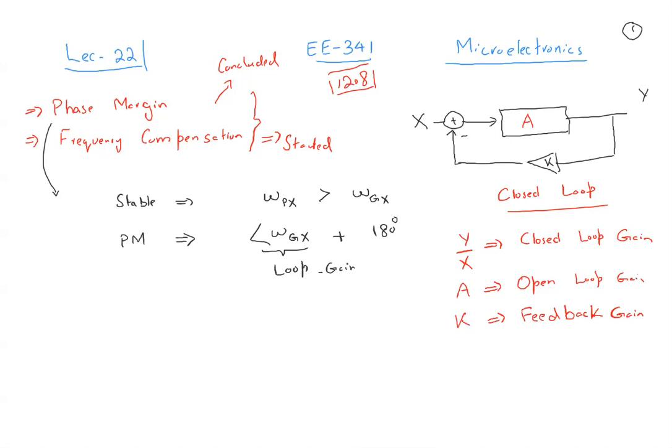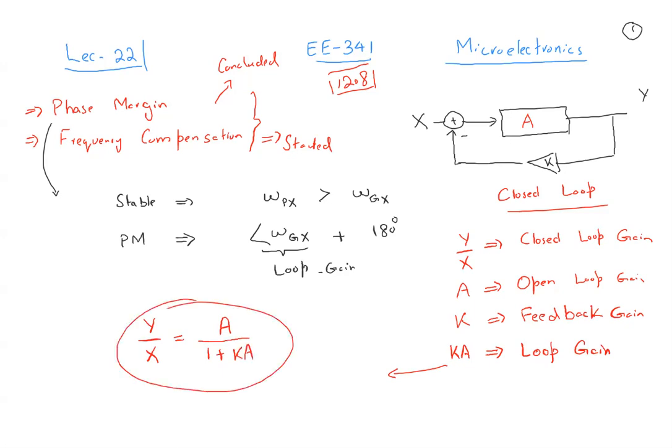Another thing: K times A, which we have talked about multiple times, is also known as the loop gain. And loop gain is very important explicitly in the stability of the system. Why? If we write this y over x, stability issues come into the closed loop, especially in negative feedback, and we don't want the negative feedback to start acting like positive feedback, meaning it becomes unstable. So this is the relation for the closed loop system.